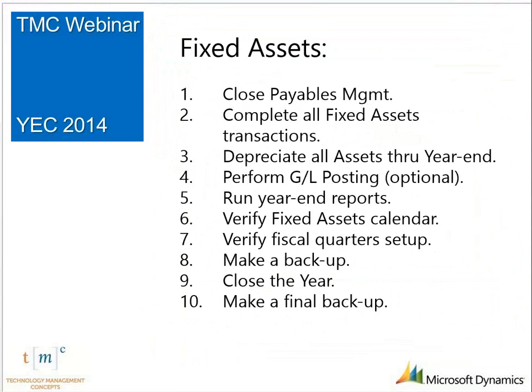And that can include, of course, the internal book, and I can now ask the internal book to calculate and generate my GL journal entry posting for my accumulated depreciation and amortization, whatever's not yet been recognized. Run my year-end reports, make sure that within the fixed assets module itself that I have the fixed assets calendar and the new fiscal quarters set up if there's any changes made to the fiscal quarters. Make my backup, close out the year at the fixed asset level, and then again make a final backup once it's closed out successfully.